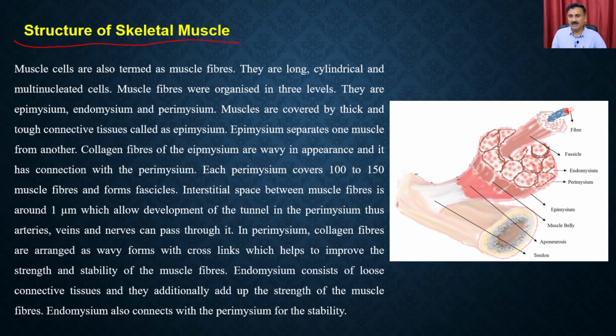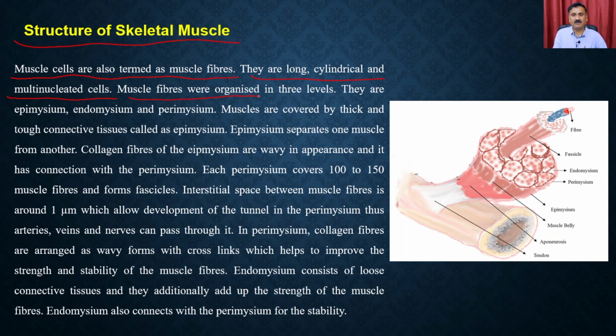What you see here is the skeletal muscle, where you have the fiber like structure. All these fibers are arranged and have different types of coverings. The muscle cells are also called muscle fibers. They are long, cylindrical and multinucleated cells. The individual muscles you see here come together, and that is how they form very long cylindrical and multinucleated cells.